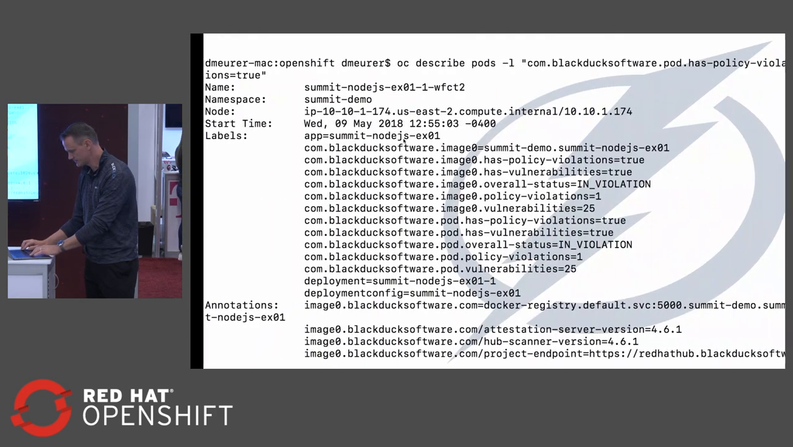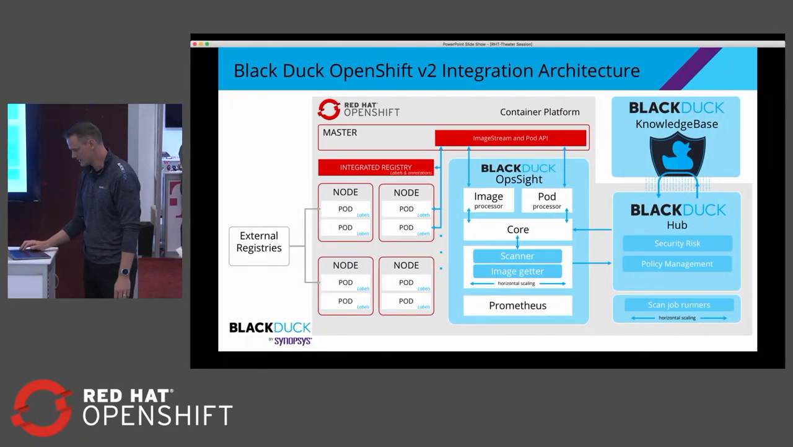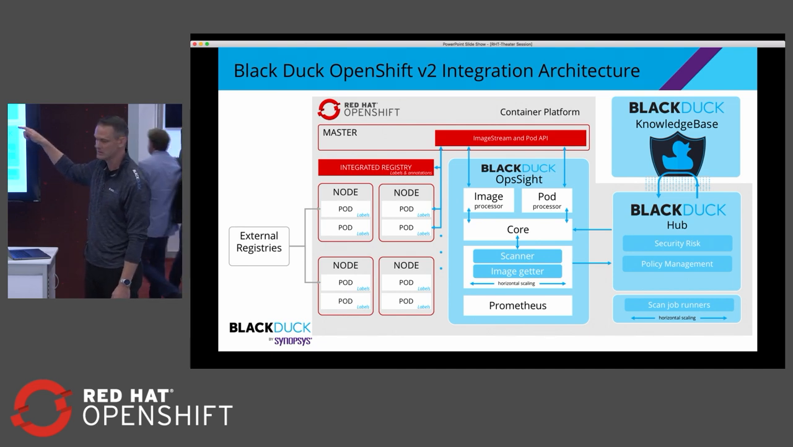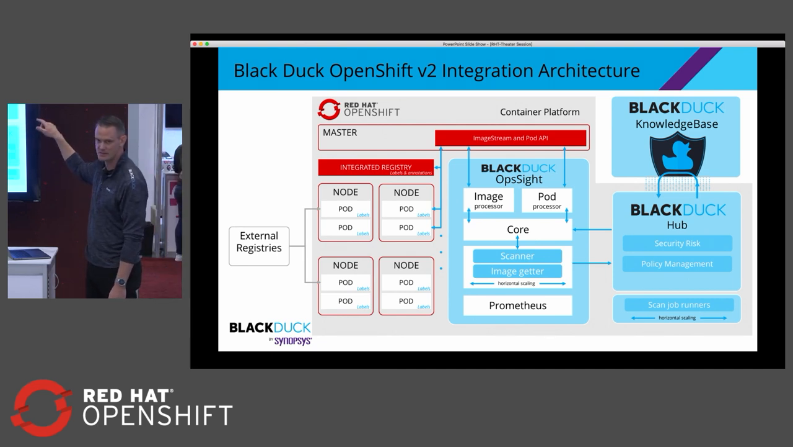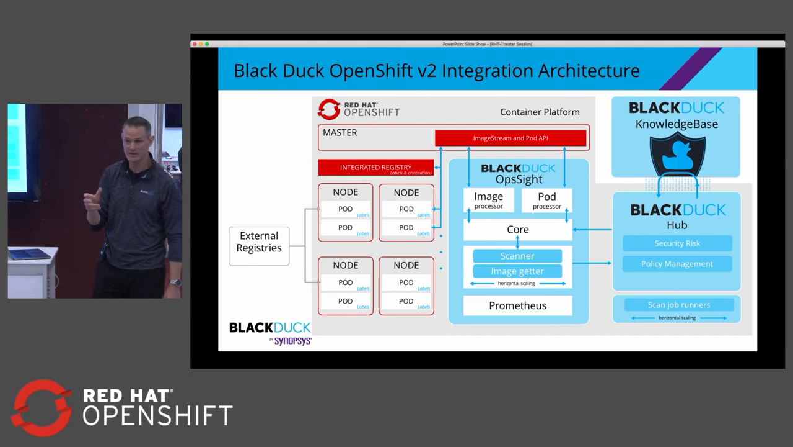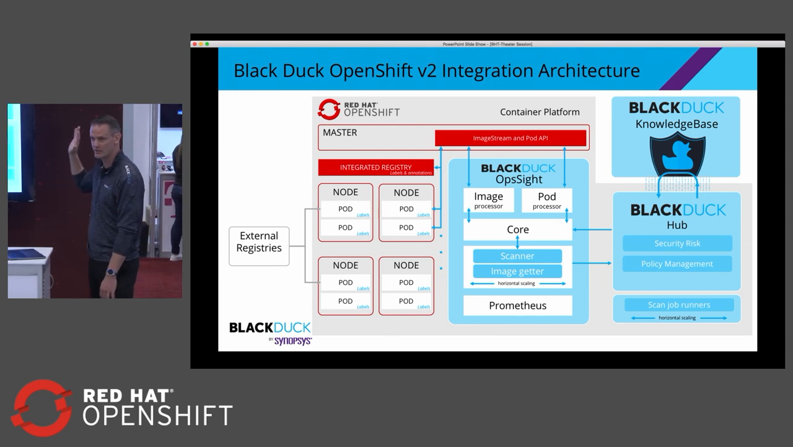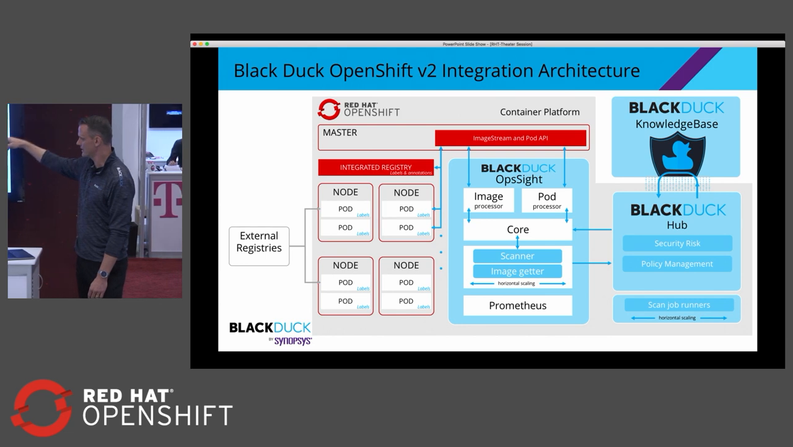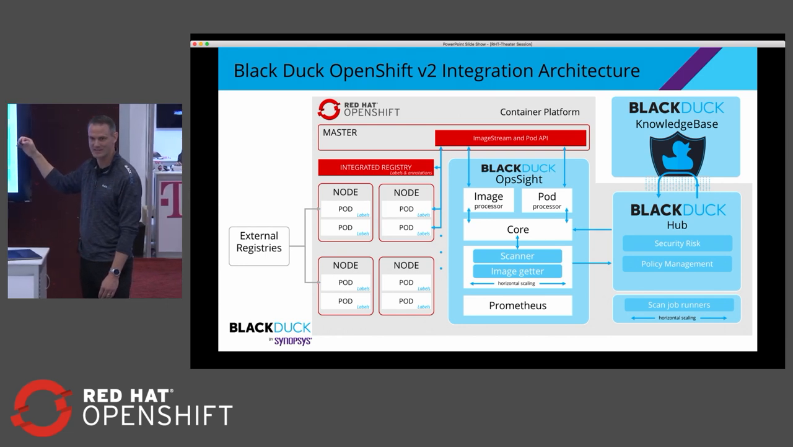Now the integration is continually watching. The core piece is pinging the hub every 30 minutes. The hub is pinging the knowledge base every hour. Those can be configurable. So when new vulnerabilities come out, we are pushing new vulnerability information every hour. Then the actual core piece will receive that event and push and re-annotate and relabel those pods and images.